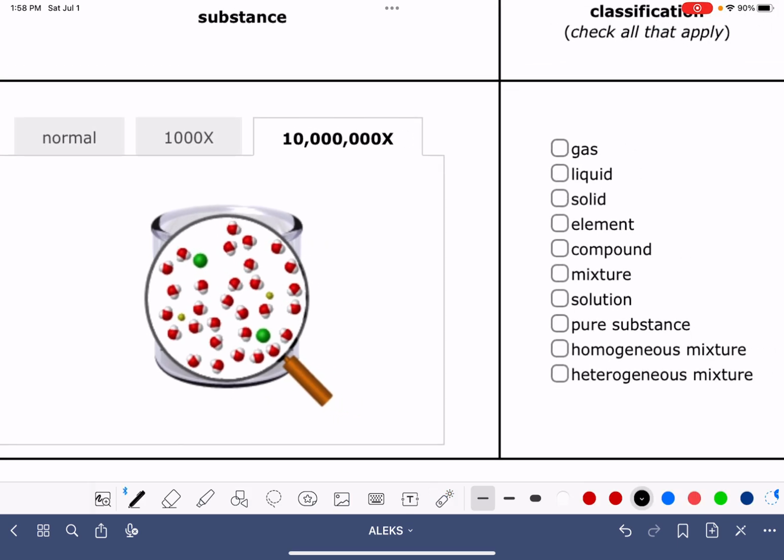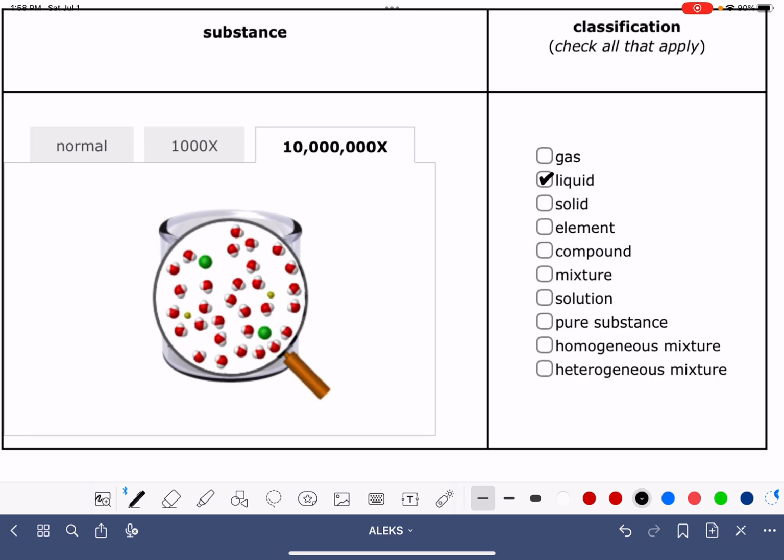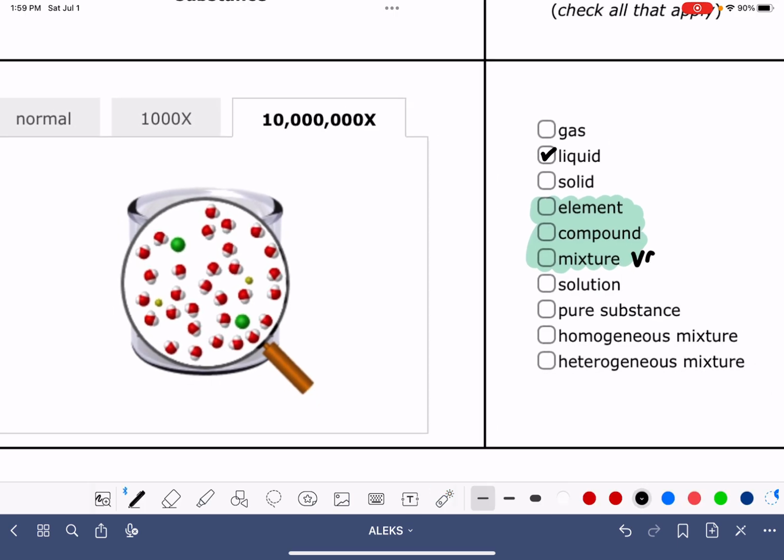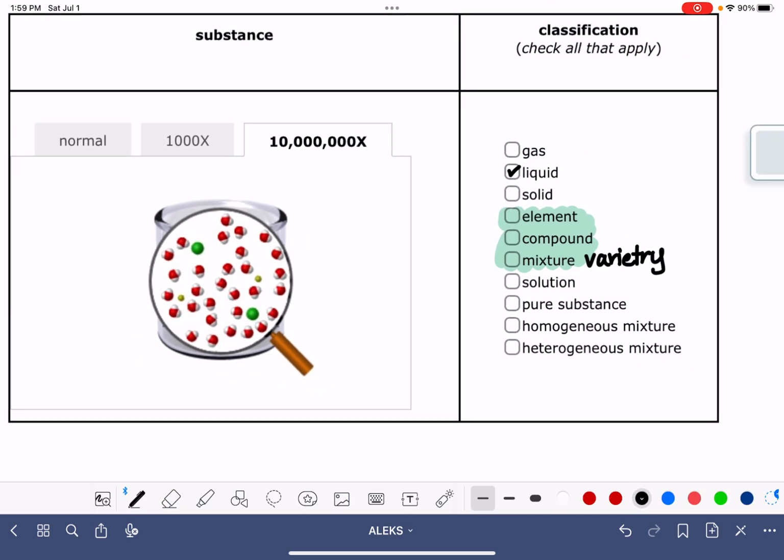When we're in the 10 million times view, remember we've already classified this as a liquid. In the 10 million times view, we're going to be classifying this as either an element, a compound, or a mixture, one of these three things. So what we're looking at here is a mixture. And a mixture is something that contains a variety of different types of atoms in different orientations. So this is a variety. I'm looking at a variety of atoms. They are connected in different ways.